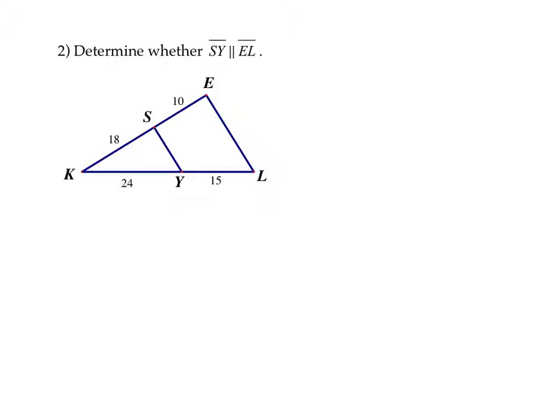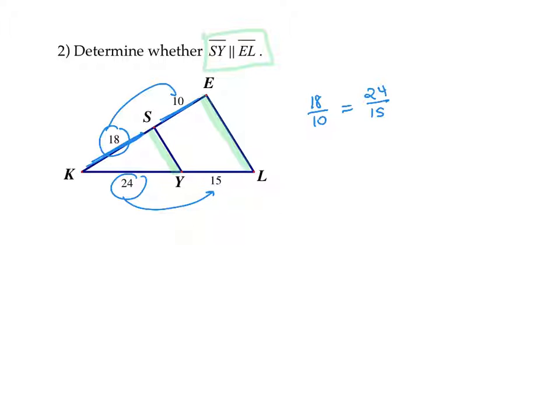Okay, number 2, we have a different type of question. We have to determine whether our two line segments are parallel. So we have to figure out if SY is parallel to EL. So what we want to do in this case is actually set up a proportion where we compare 18 to 10, and we see whether it's equal to 24 divided by 15. So again, watch for that pattern. Notice I'm going from this side in the triangle to this side in the larger triangle, that piece of the larger triangle.